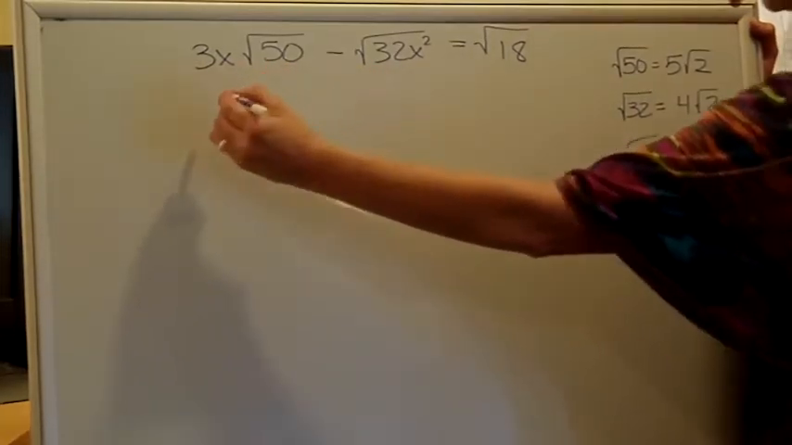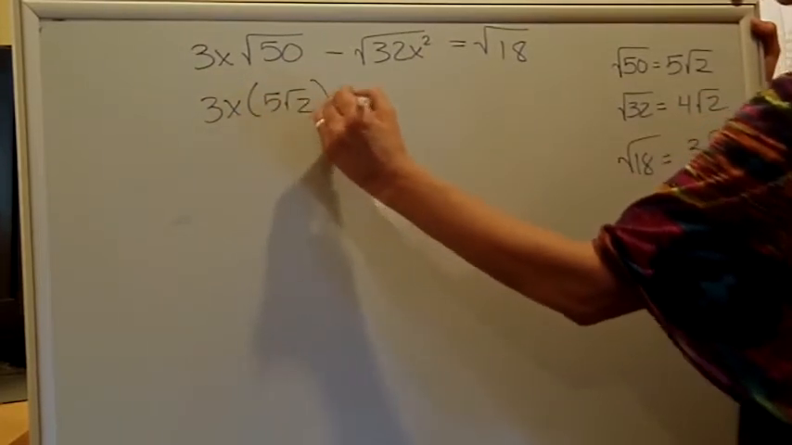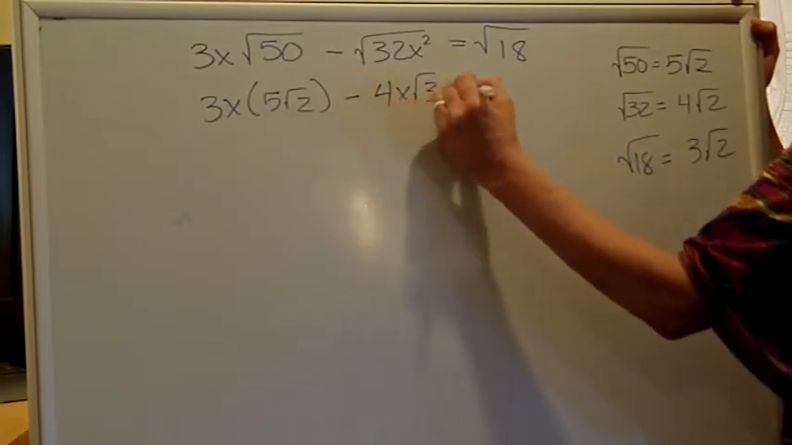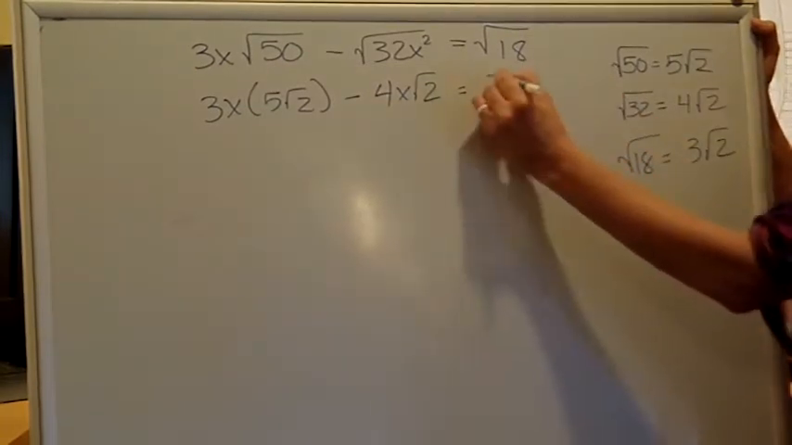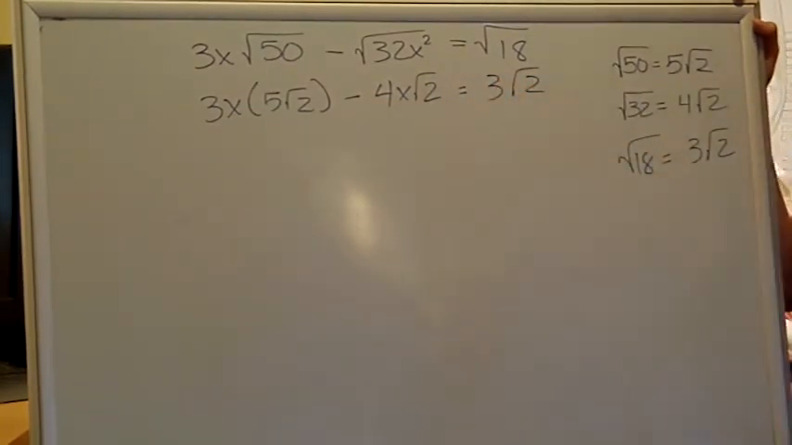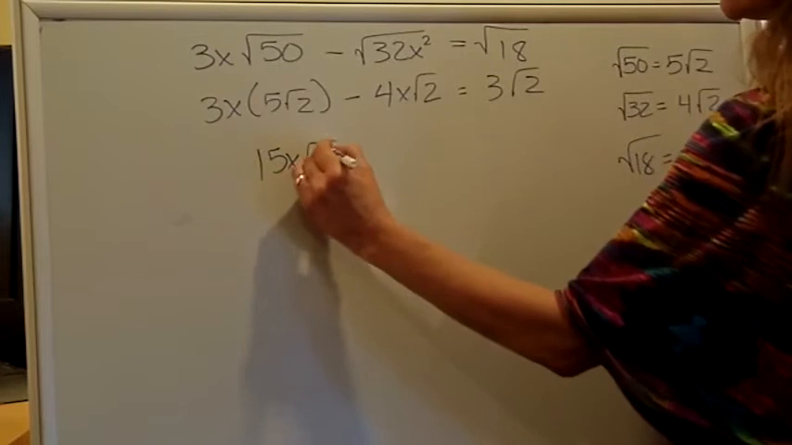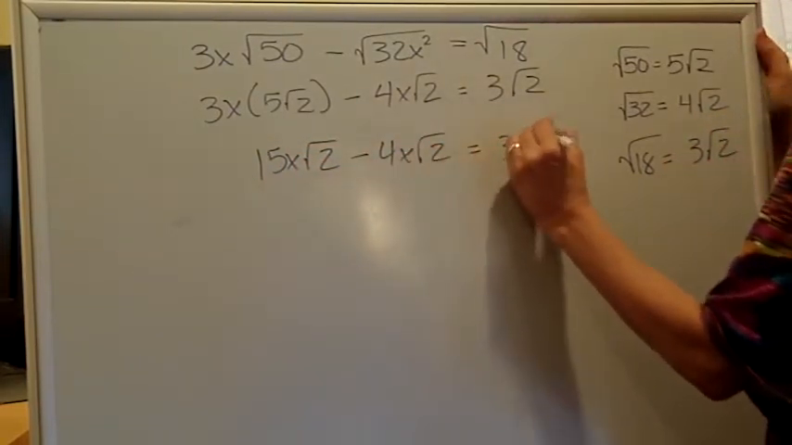So basically what we have here is 3x times 5 square root of 2. Here we have 4x square root of 2. And here we have 3 square root of 2. Anytime you've got the same radical in all your expressions, you can add, subtract, multiply, divide. You can do whatever you want to with them. This becomes 15x square root of 2 minus 4x square root of 2 equals 3 square root of 2.